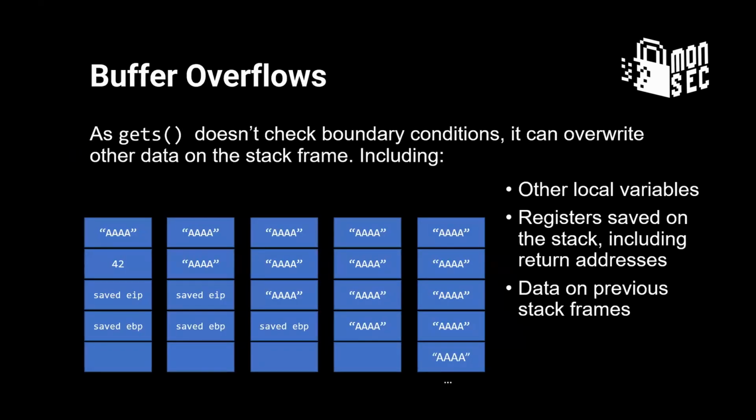So the idea is that gets doesn't check boundary conditions. It only had a single argument, which was a memory address. It didn't say read 4 bytes from the user. It just said read from the user until you get a null byte to signify the end of the string. So what would happen if you entered more than 4 bytes? You could start overwriting other values in the stack. You could overwrite other local variables. You could overwrite registers saved on the stack, including return addresses and base pointers. And you could also overwrite previous data and previous stack frames. And this is all pretty bad. By overwriting local variables, you can completely change what they are just by taking input.